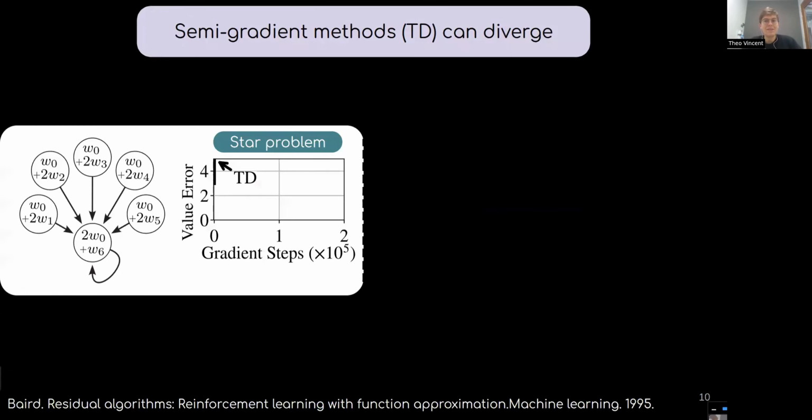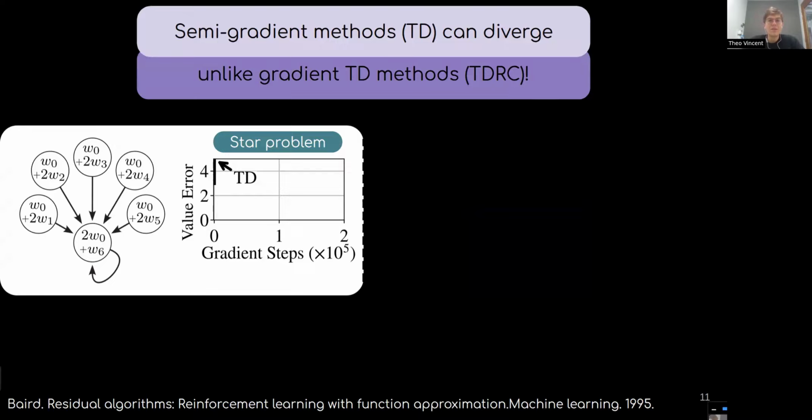Indeed, in 1995, Baird introduced an MDP, which is called the star problem, for which the value error of TD learning grows as the number of training steps increases. But it doesn't have to be that way.